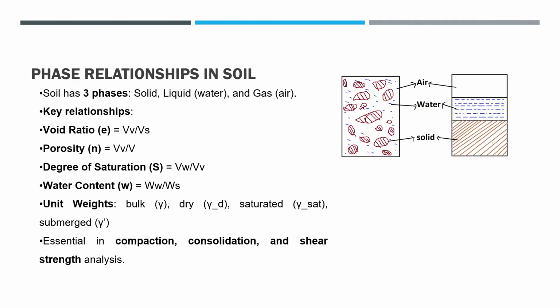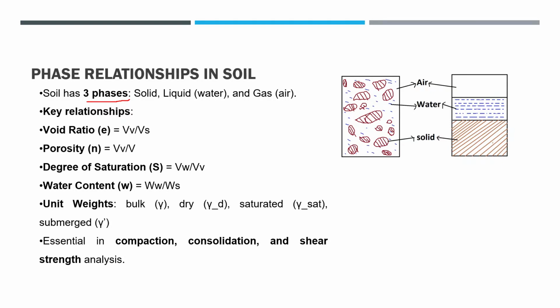The next is the phase relationship in soil. The soil has three phases. The three phases include soil solids, water, and air. So when we consider a soil system, the soil system has the solid, liquid, and gas.